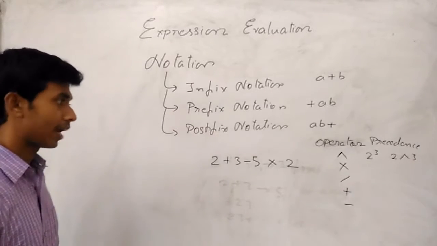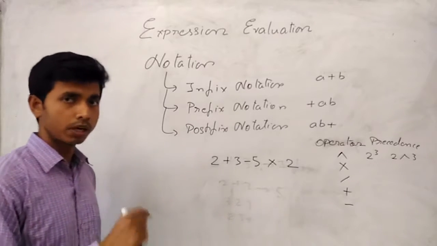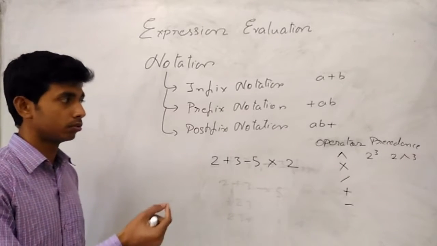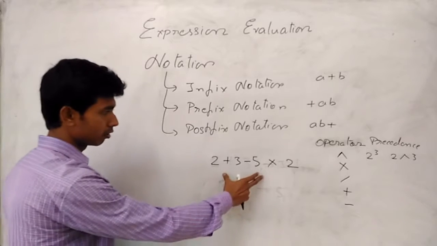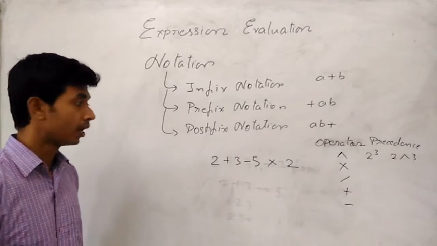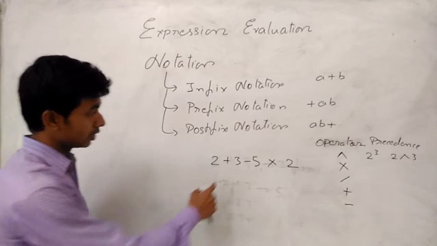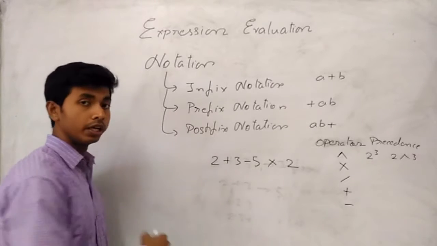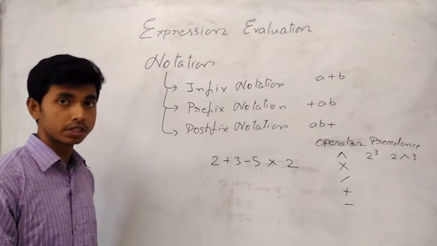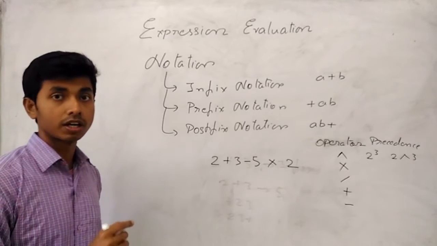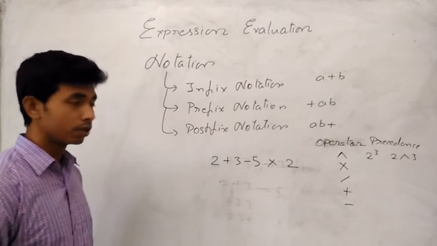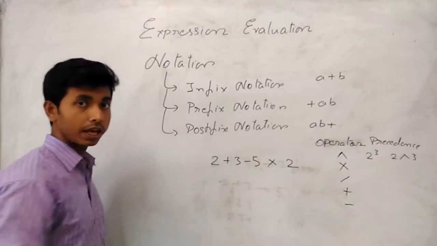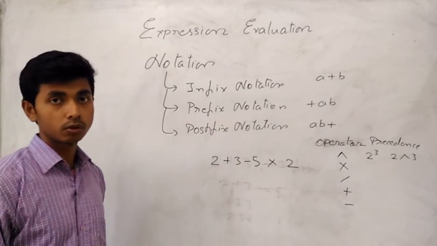Now the question arises: operator precedence is good for us, we understand it, but it is very troublesome for machines to implement. If you want to write an algorithm using operator precedence to evaluate this, yes, you can do it, but it is very troublesome. So what we do is arrange the expression in postfix notation, and we use a data structure called a stack to evaluate it. In the subsequent videos we will understand how to convert an infix notation into postfix notation, and finally how to evaluate its value using a stack.